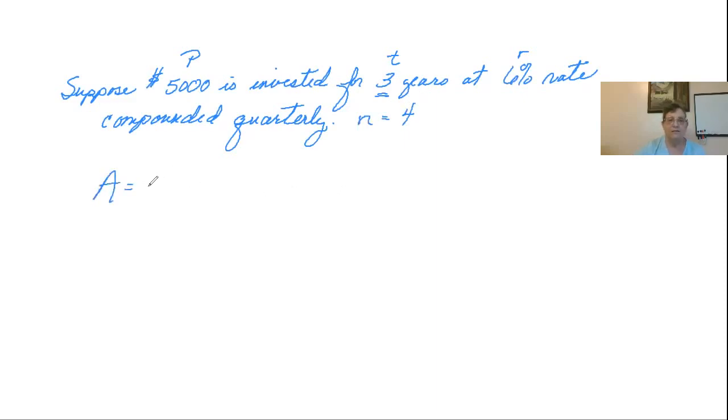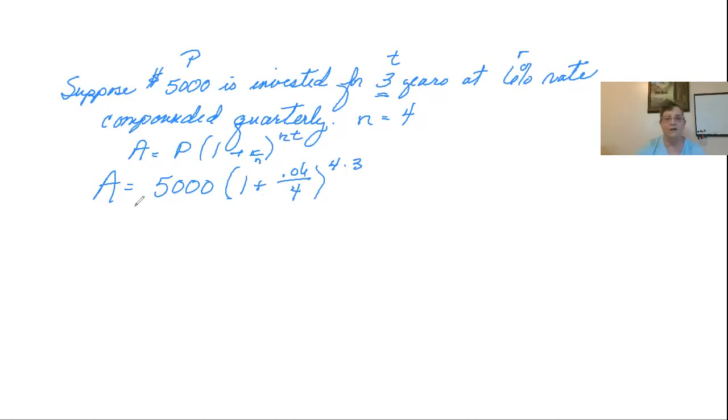So the amount in the account is going to be 5,000. Remember, we've got amount is P times 1 plus r raised to the nt. So 5,000 times 1 plus, oh, this is divided by n, sorry. 0.06 divided by 4. Each time it's compounded, we get 1/4 of the 0.06. Raised to the 4 times 3 power, because by 3 years, 4 times a year will give us 12 compounds.